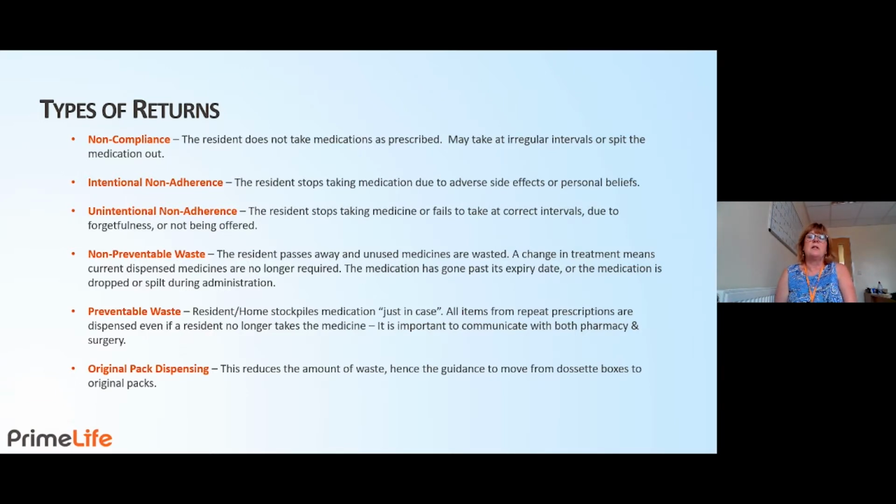Intentional non-adherence. The resident stops taking medication due to the adverse side effects or personal beliefs. So again, when we're looking at our 6 rights of administration, we have the right to refuse. So this could be the medication contains gelatin, or the medication causes them to feel sick. Unintentional non-adherence. The resident stops taking medication or fails to take at the correct intervals due to forgetfulness or not being offered. And this mostly applies to our residents that self-medicate certain medications and then their symptoms get worse.